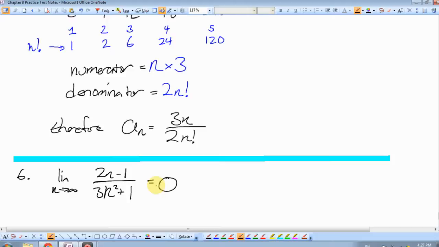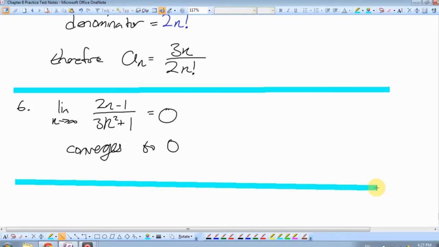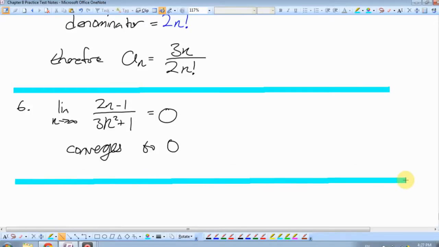Oh, by the way, does this converge or diverge? Converges, yay. Did you respond? Converges to 0. Infinity, yes.